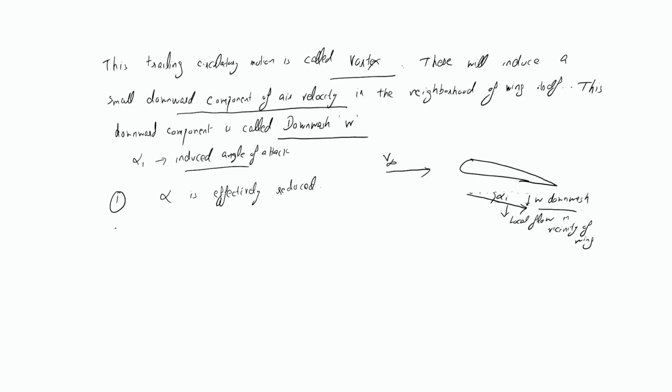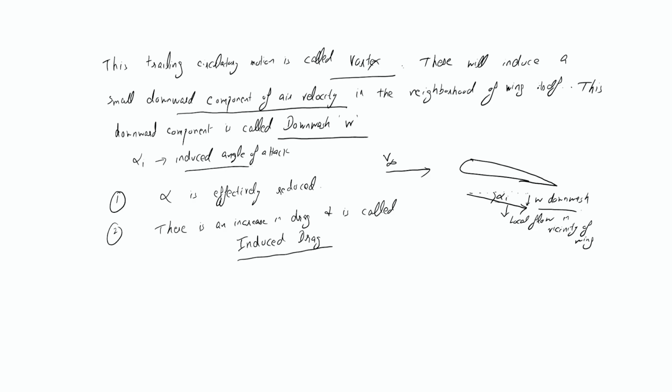And the second, because of the vortices, there will be an increase in the drag, and it is called induced drag. So remember, I have told you the names of form drag and profile drag, and now we have induced drag, which is created because of the lift creation.